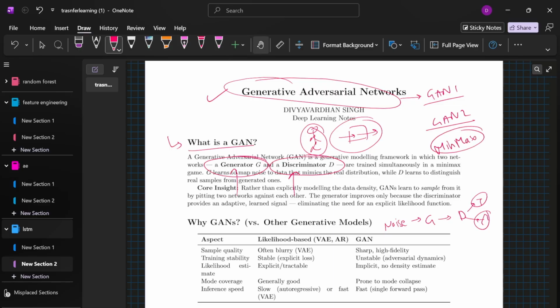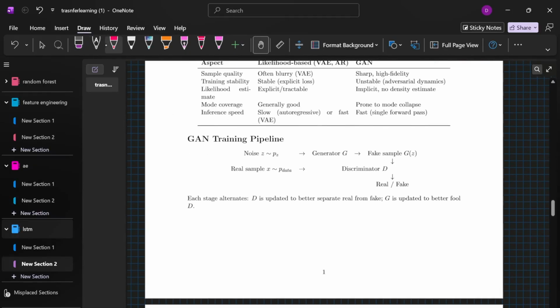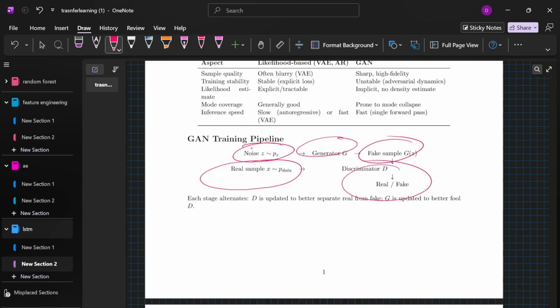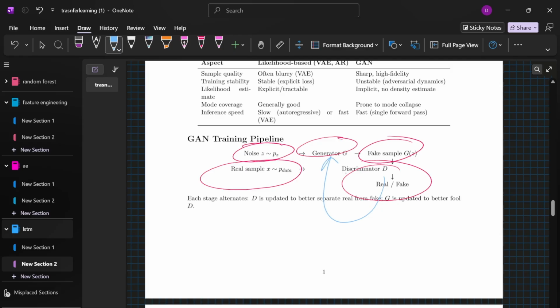Here's the key insight, and honestly the coolest part of this: instead of trying to explicitly model the data, how it should look, or calculating the exact probability of it, the generator just learns by getting feedback from the discriminator. It's trying to fool a critic. The generator doesn't know anything about art theory, but it just tries to get better every time the critic catches it.